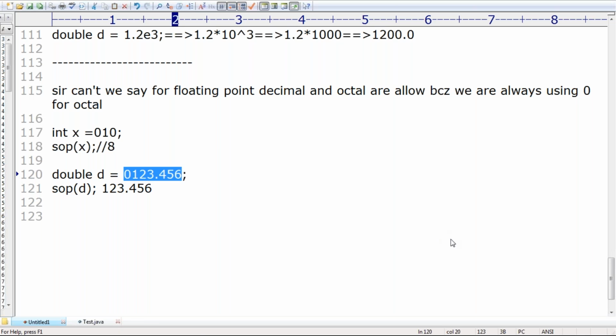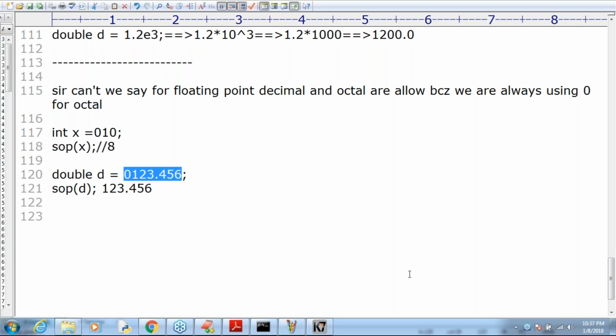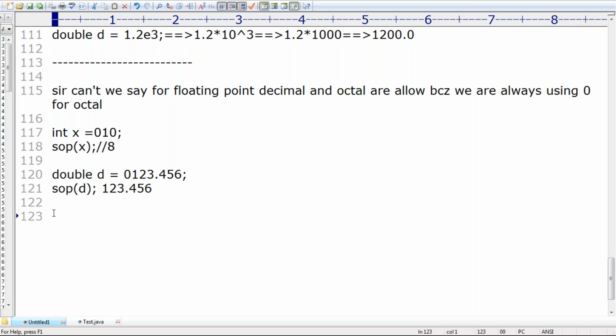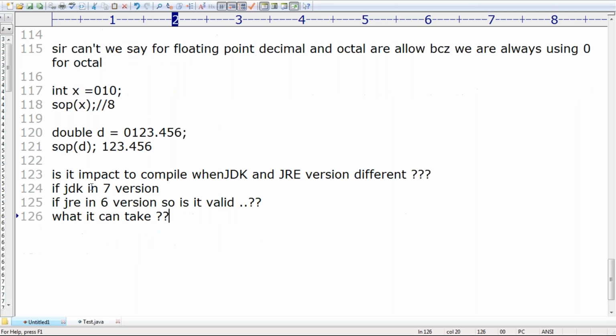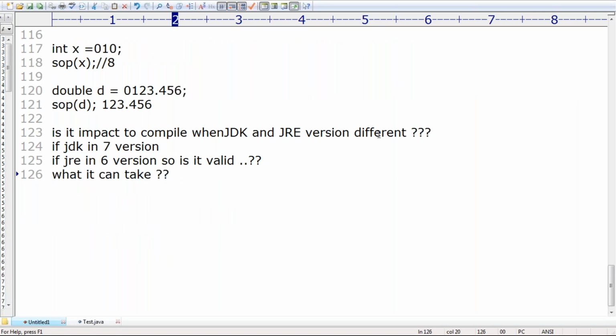There are some other doubts, sir. Does it impact compilation when the JDK and JRE versions are different? Some people are asking. If it is JDK 7 and JRE 6, is it valid? What will it take?